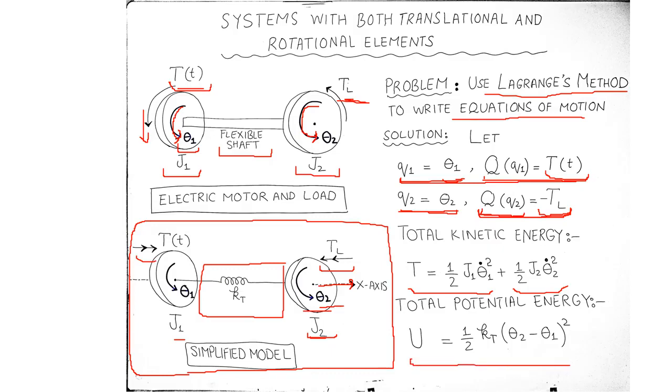Then the total potential energy of the system is the energy stored in the torsion spring. The expression is half times KT whole multiplied by theta 2 minus theta 1 whole square. And again note that you can also take theta 1 minus theta 2 square without any consequence.